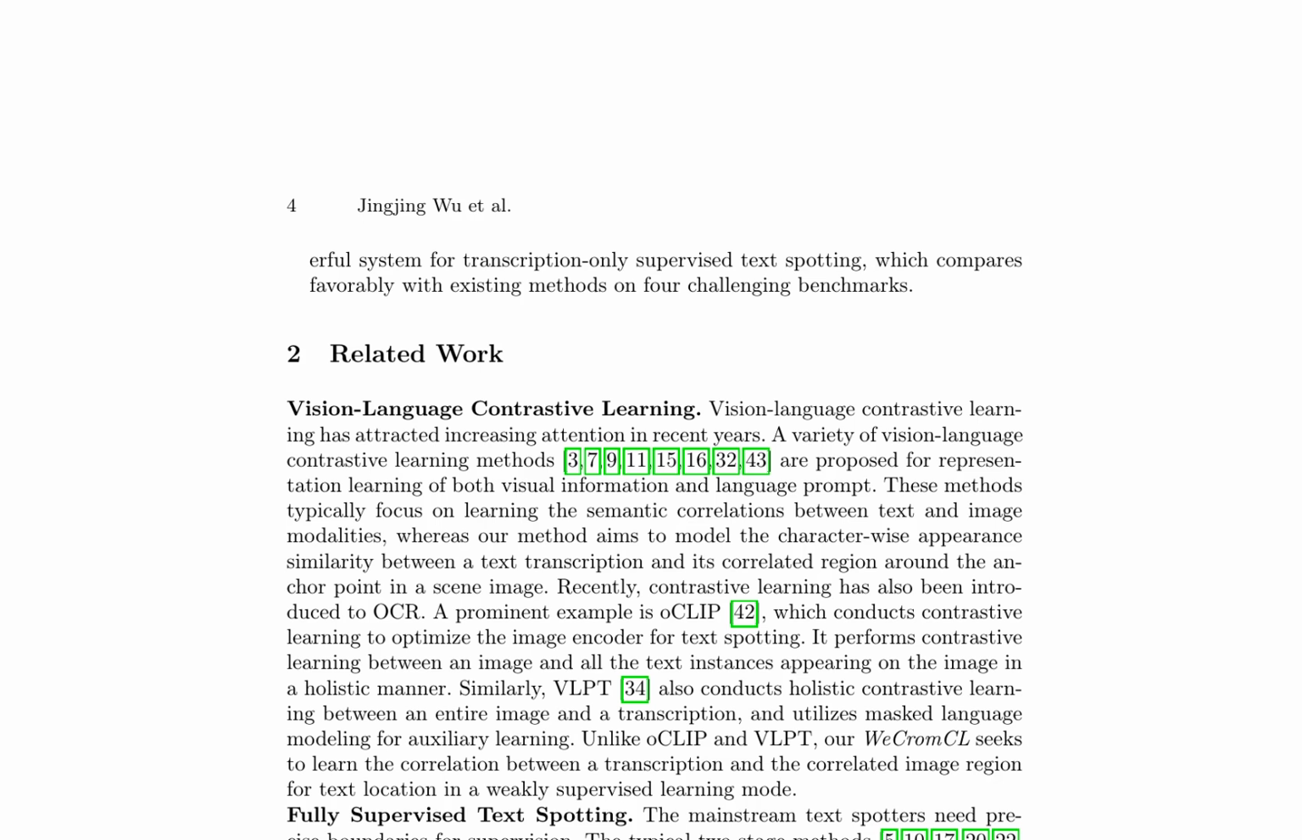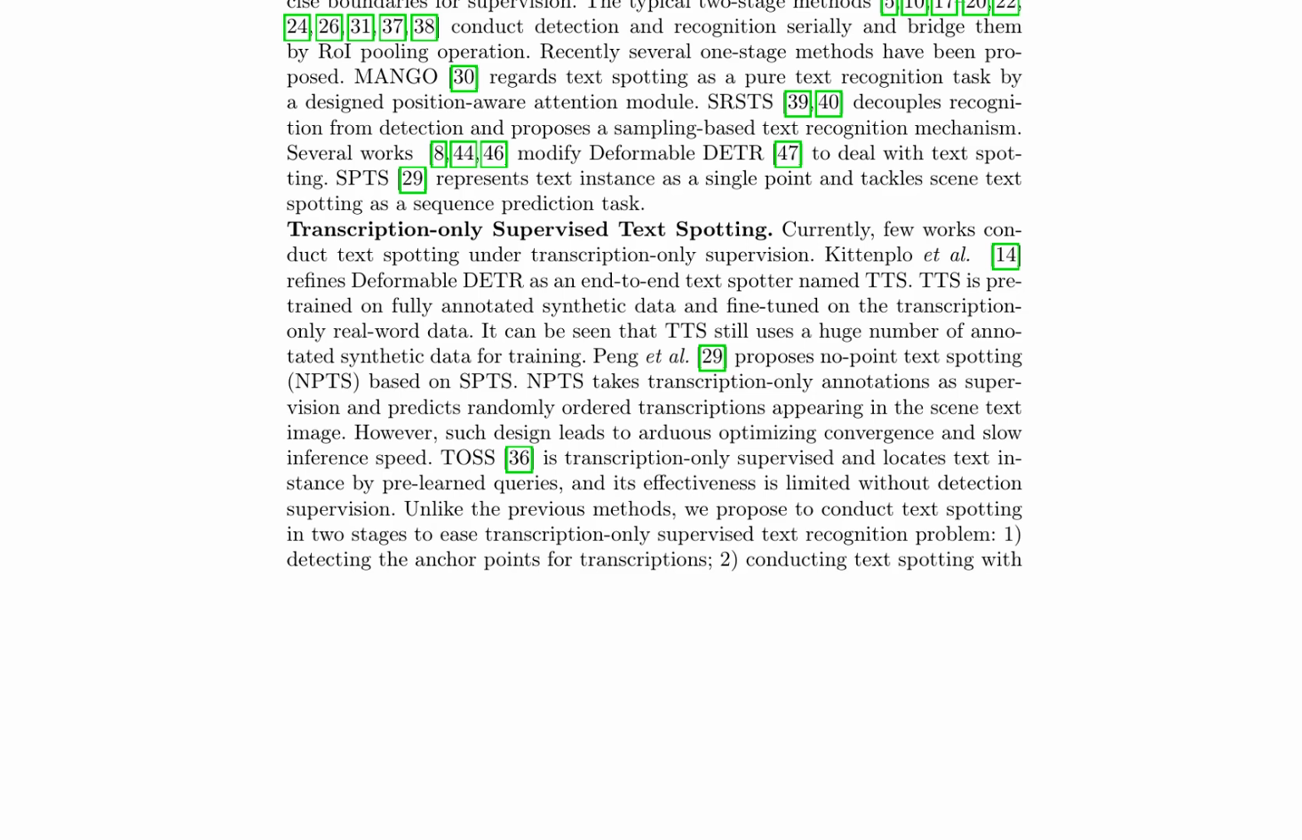It introduces a novel system for transcription-only supervised text spotting, exhibiting enhanced performance on 4 demanding benchmarks. This approach diverges from existing methods by focusing on modeling character-wise appearance similarity between text transcriptions and their correlated regions in scene images. The system consists of a 2-stage process: detecting anchor points for transcriptions and conducting text spotting. This methodology differs from others, which often require precise boundaries for supervision or use additional annotated data for training. The authors' approach aims to simplify the transcription-only supervised text recognition problem, presenting a promising direction in the field of text spotting.